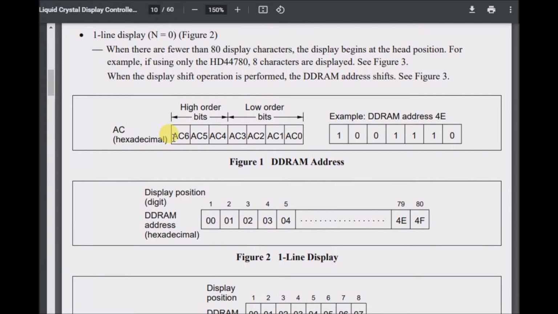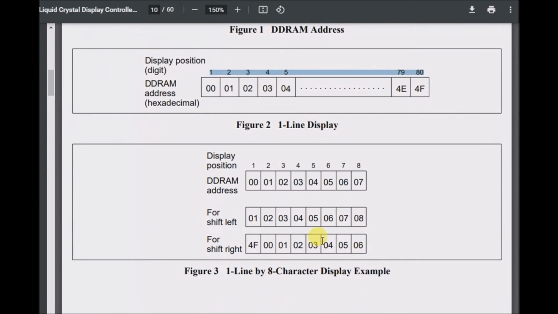High order bits are AC6 to AC4, and there are 3 of them. Low order bits are AC3, 2, 1, and 0. Example: DDRAM address for E is 1001110. Figure 1, DDRAM address. Display position digit, DDRAM address hexadecimal: 1 to 5 to 79 to 80, 00, 01, 02, 03, etc. That is hexadecimal. Figure 2.